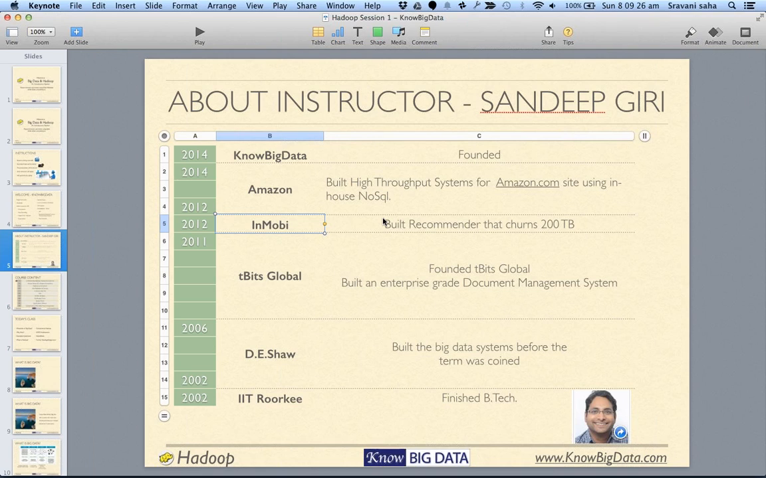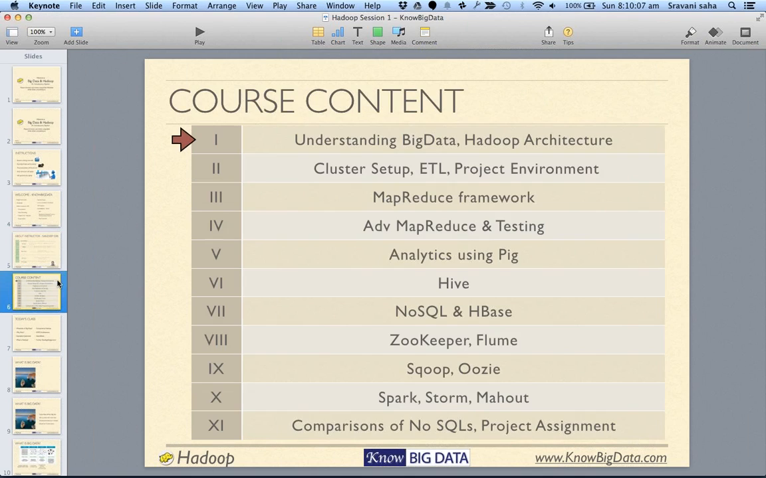In 2014, around 1 year ago, we started this company called NoBigData, along with a few of my friends, and we have been trying to build the best possible way of training people, the best possible way of making people learn and making the learning interesting. I enjoy training. I enjoy explaining complex things, and I love technology. That is why NoBigData. All right. Now that is about me.